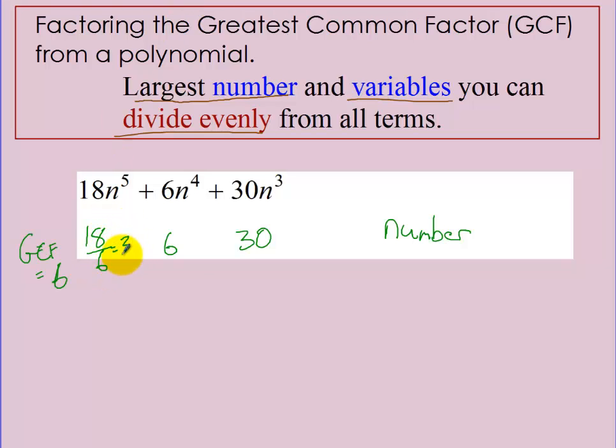18 divided by 6 equals 3. 6 divided by 6 equals 1. And 30 divided by 6 equals 5. So the greatest common factor for the number part is 6.